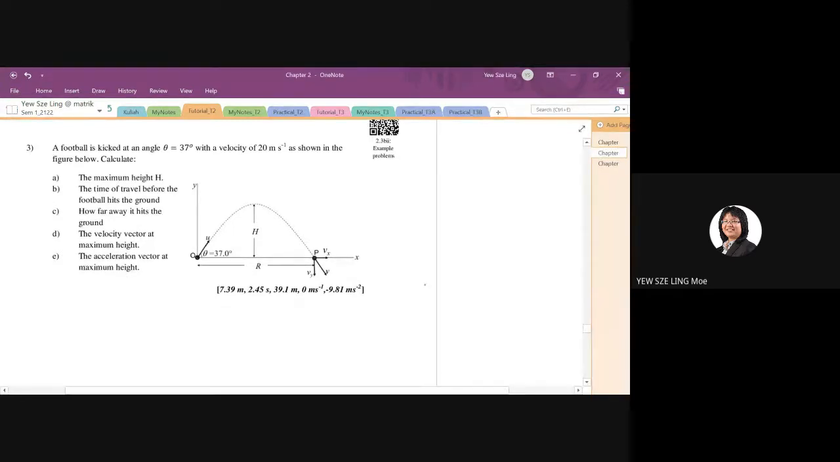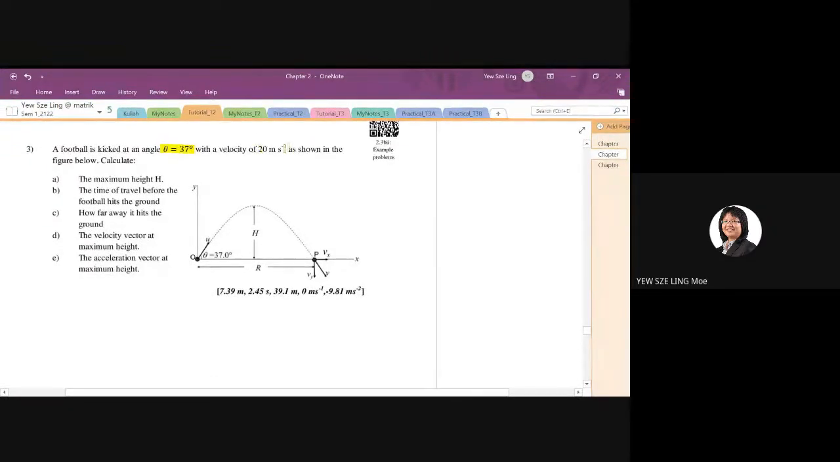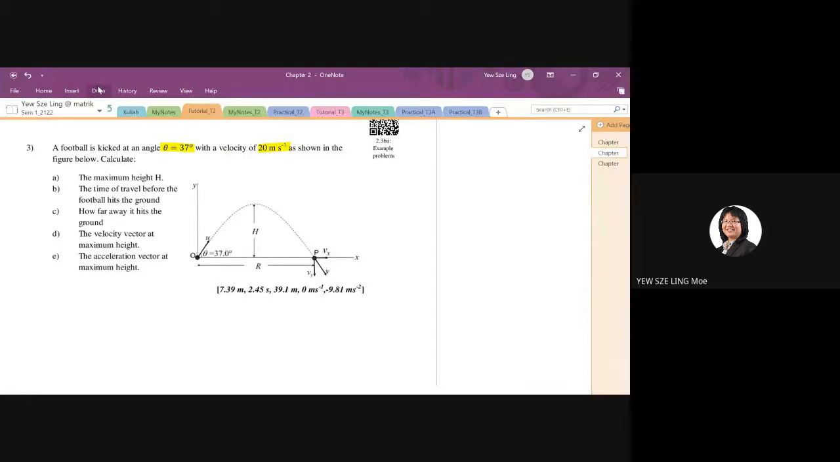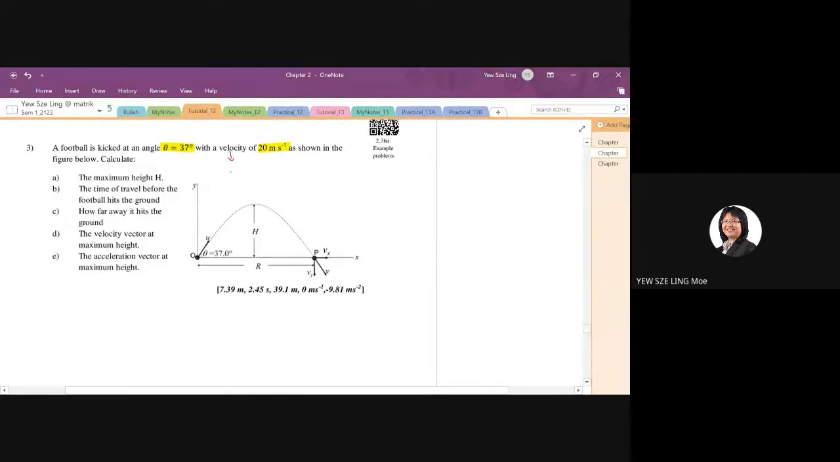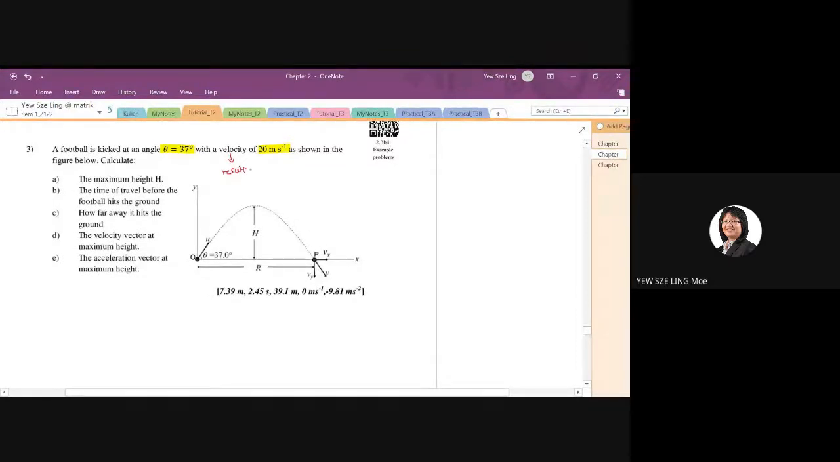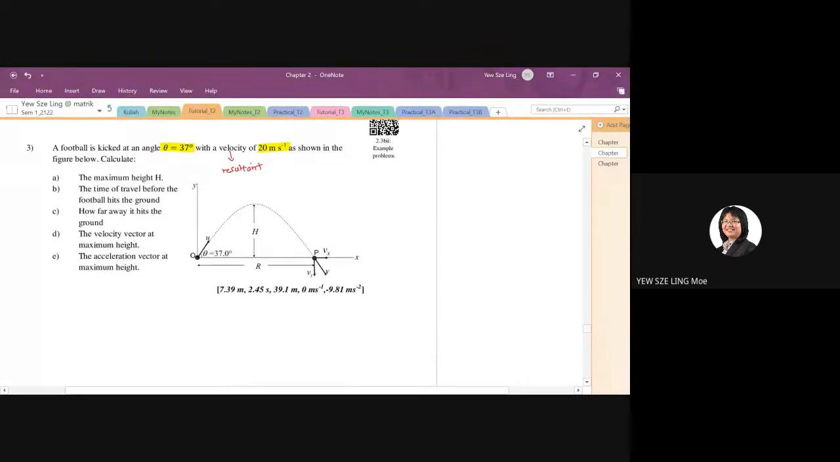Question 3, a football is kicked at an angle. Okay, so now you have a football kicked at an angle 37 degree with a velocity. Now again, the question just tells you velocity. It didn't mention whether it's a resultant, a vertical component or a horizontal component. So which means this V is the resultant velocity, because the question didn't say this velocity belongs to the horizontal or vertical component. It just mentions velocity, so in that case, it refers to resultant. As shown in the figure below.